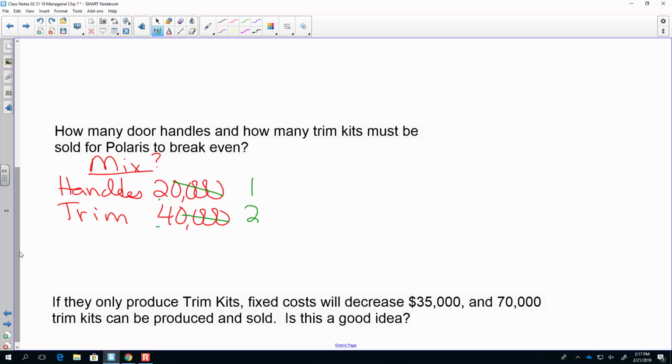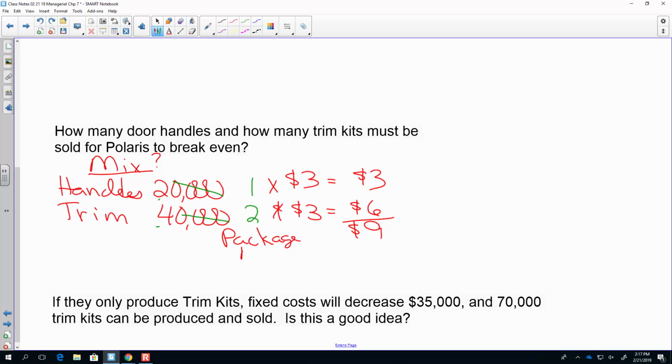At this point, now I can use my margin, ratio, per unit margin. So I'm going to multiply by 3. It's a shame they're both the same. So my package margin is 9. So this is my package margin per unit, 9. So that's the next step.